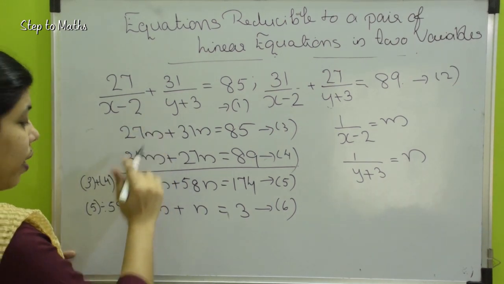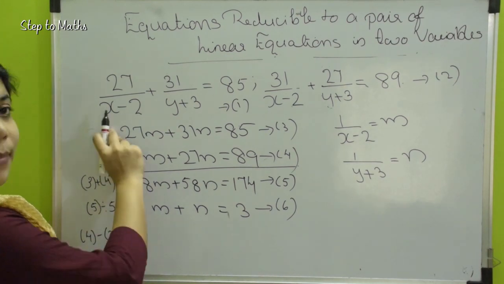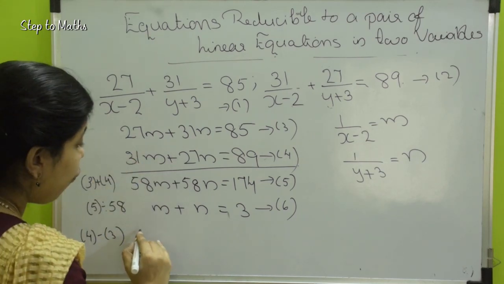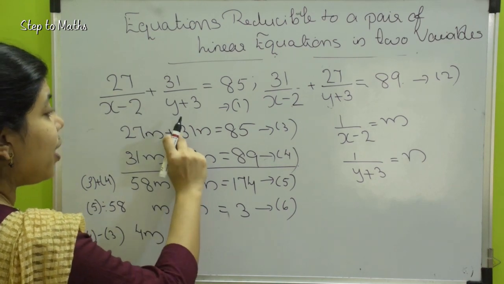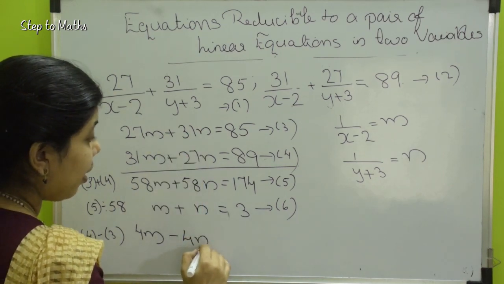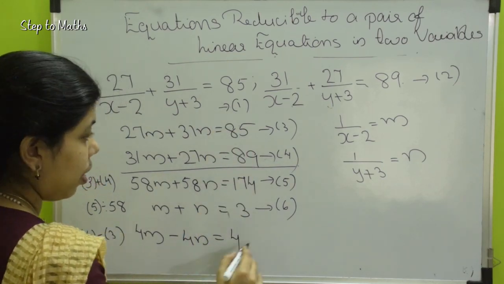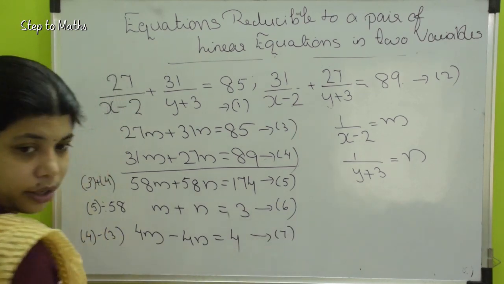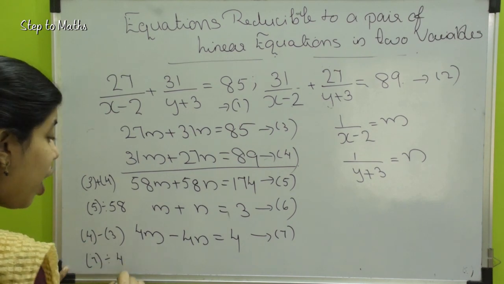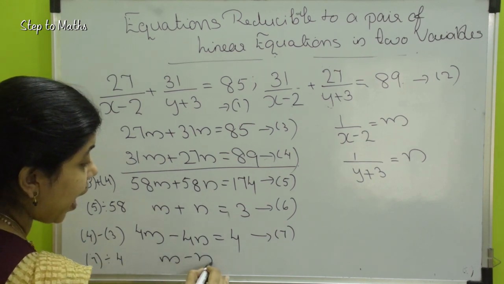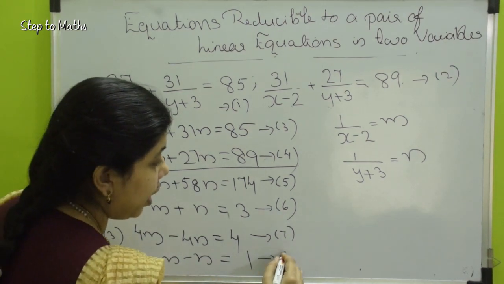If we subtract these two equations, equation 4 minus equation 3: 31m minus 27m is 4m, 27n minus 31n is minus 4n, is equal to 89 minus 85, which is 4. This is equation number 7. If we divide equation number 7 throughout by 4, what will we get? m minus n is equal to 1. Equation number 8.